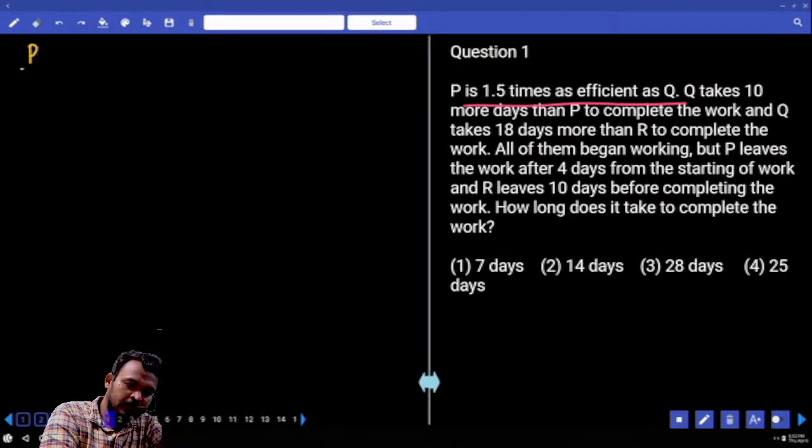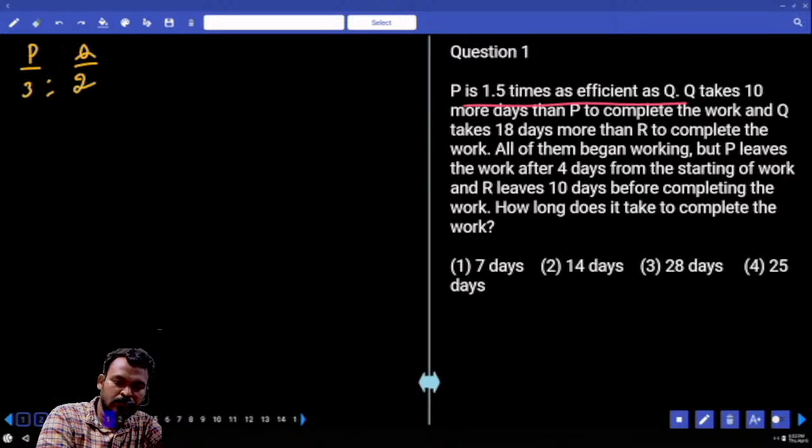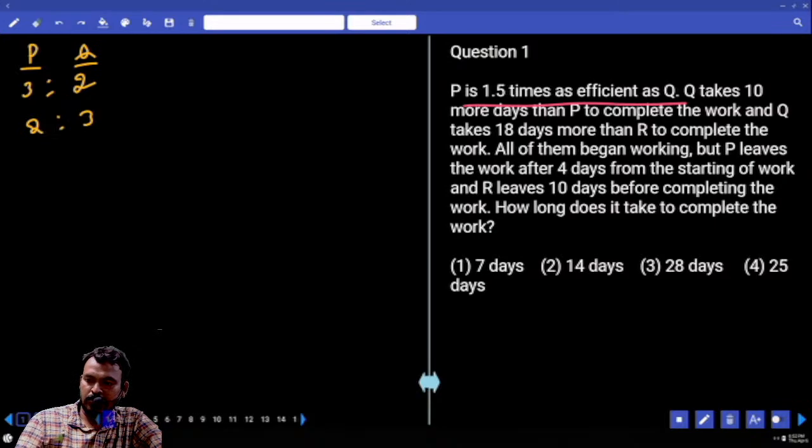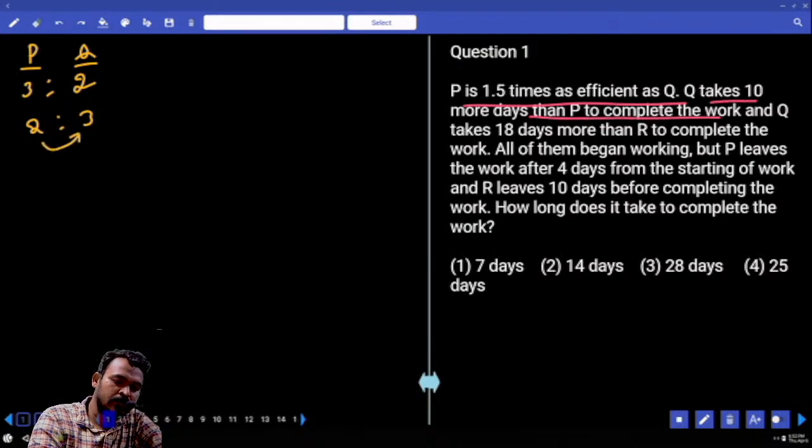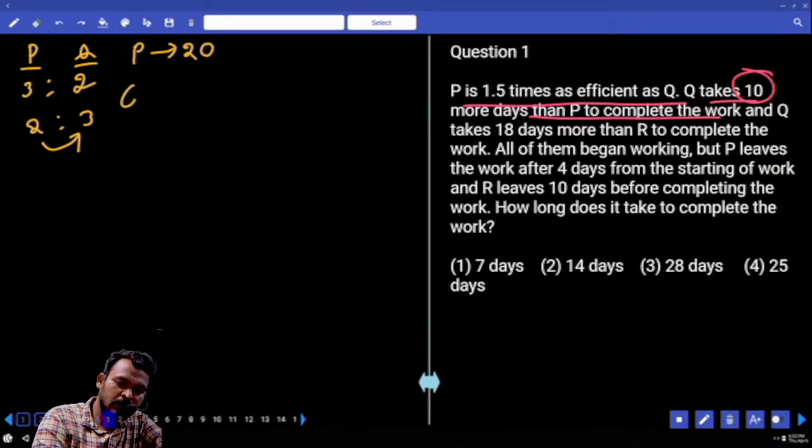3:2. Efficiency is in which ratio? 3:2. Efficiency 3:2 means time is 2:3. And Q takes 10 more days than P. How many parts are more? One part. One part equals how many days? 10 days. Then P alone can complete the work in how many days? 20 days. Q alone, 30 days.